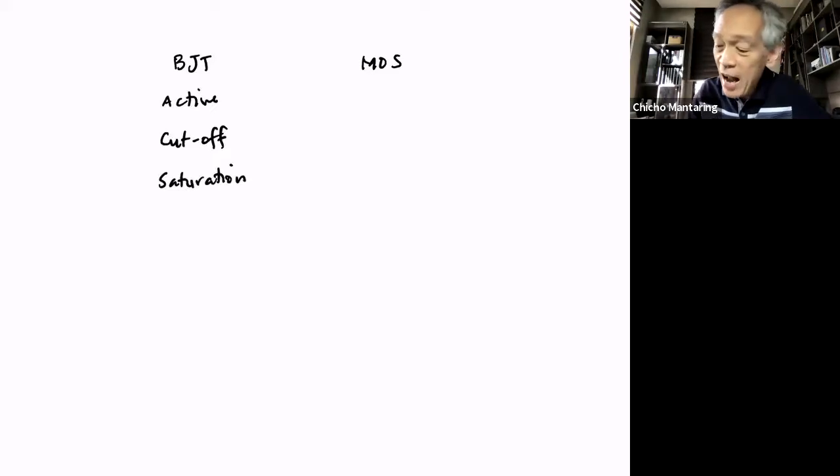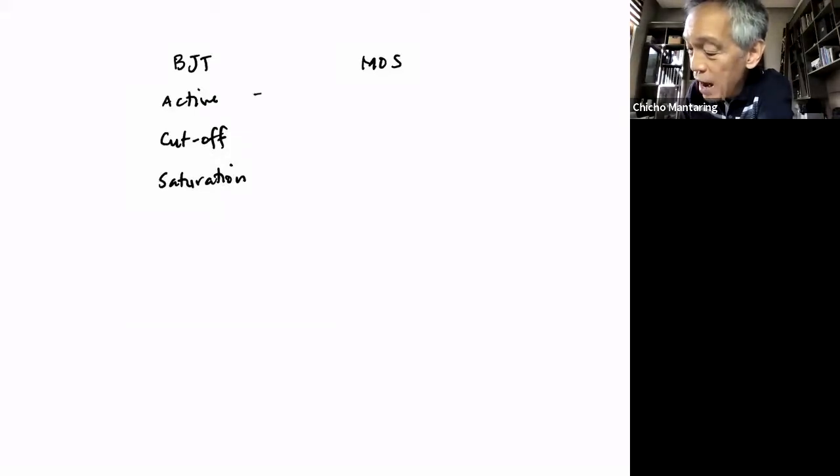So sa BJT, active siya pag reverse bias yung collector base and forward bias yung emitter base, ano? And your formula is IC is equal to beta IB. Cutoff siya pag your base current is less than 0 or your VBE is less than the forward voltage. And saturation pag parehong forward bias. So this is just a review. Okay, anong katumbas niyan sa MOS?